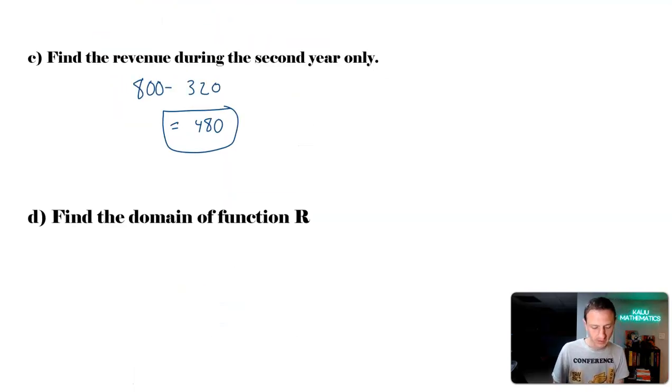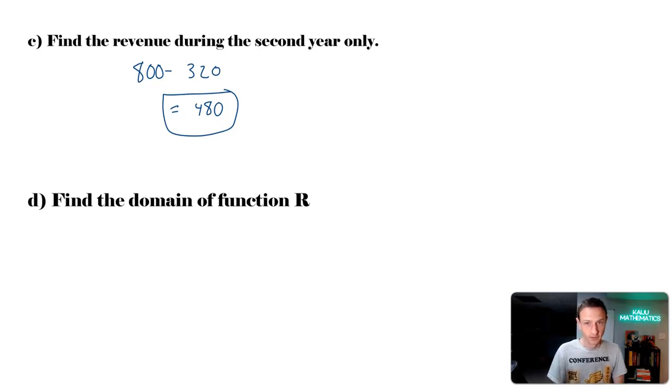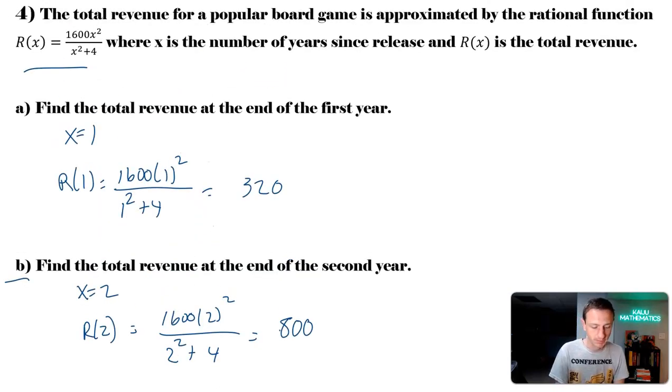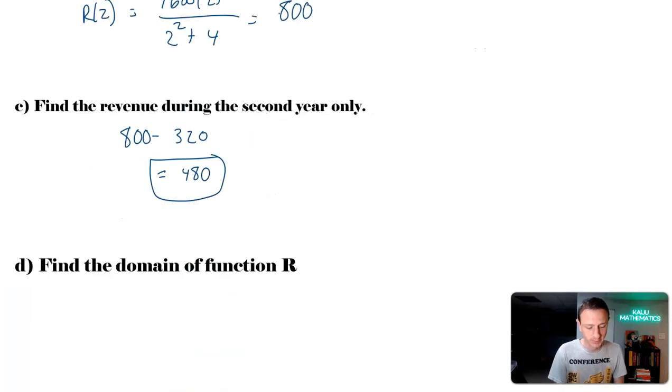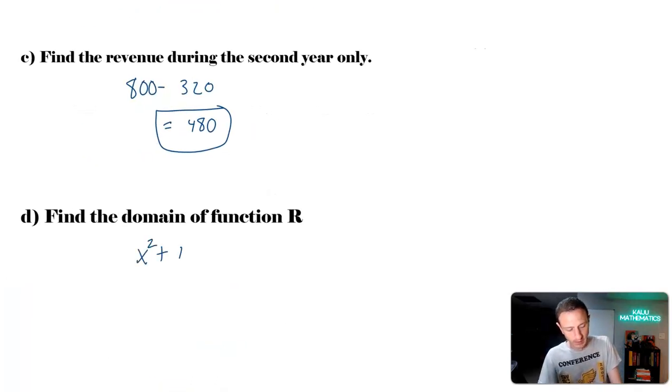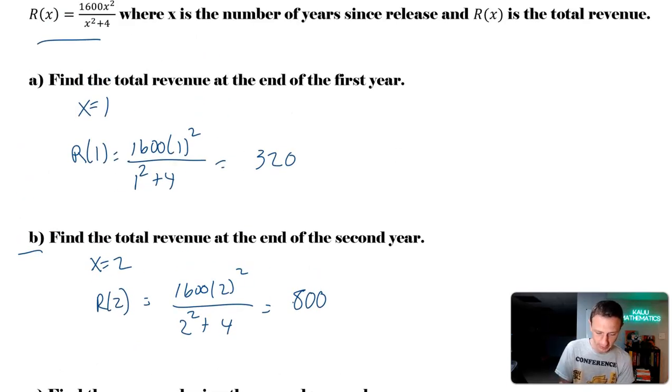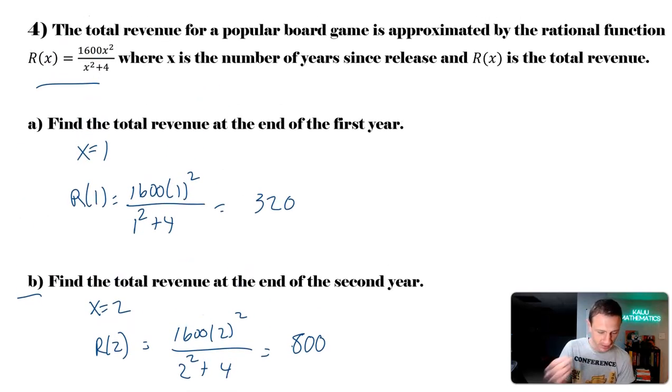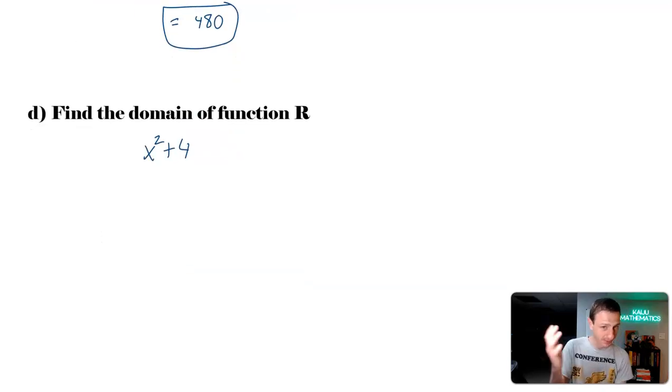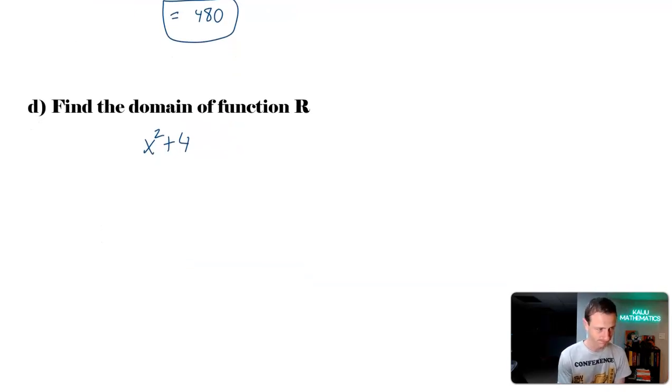Then find the domain of function R. So the domain is all the x values. So if we look at our denominator, x squared plus 4, this can be any number because the x value is being squared. So if x is equal to like -10, it's going to become positive, or x is equal to -1, it's going to become positive. But we're talking about a real life scenario here where x is the number of years since release. So think about the logic here when talking about the domain.